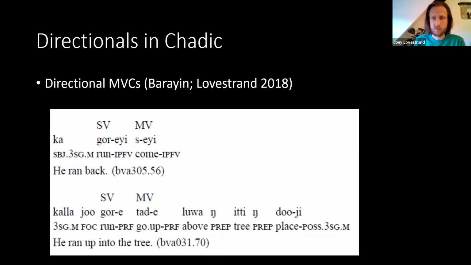Just to give an example of a directional multi-verb construction, this is an example from Bahrain, where we see a serial verb construction with the verb run followed by the verb come in the first example, meaning he ran back or ran here. In the second example, run followed by the verb to go up. You ran up into the tree.